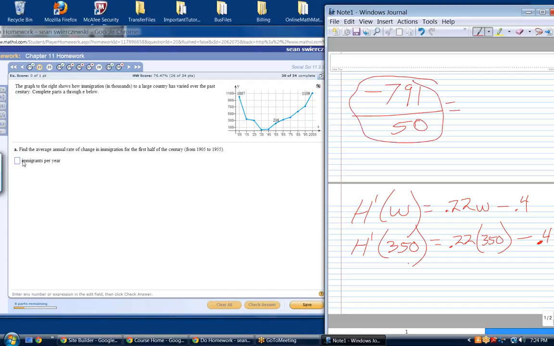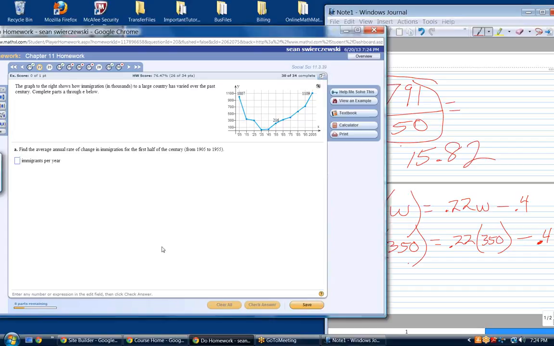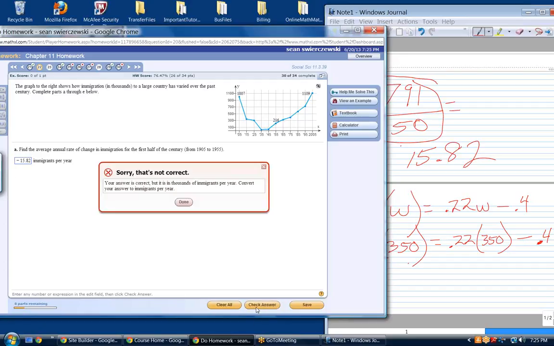So what is this number? 15.82. We're supposed to do it to 3 decimal points? There's only 2. And that's rounded? No, it's done, just not rounded. Okay, 15.82, and it's minus, right? Minus 15.82, because the years is positive. So the numerator is negative, but the years is positive, and that tells us that we're losing immigrants per year by getting a negative answer. We're not gaining. Uh-oh.